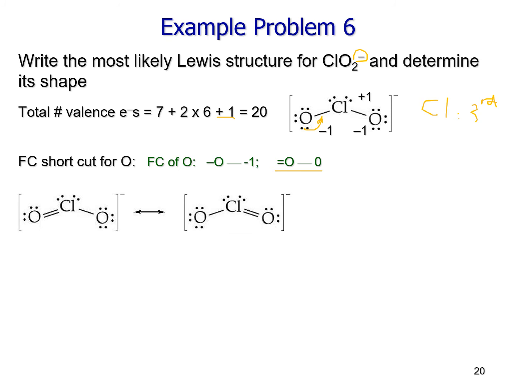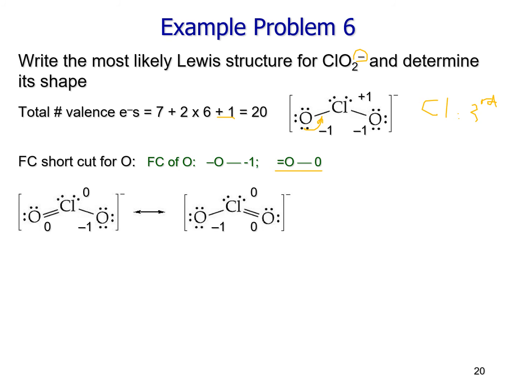All right, so now let's see. This oxygen must have a formal charge of 0. This oxygen is -1. What's the formal charge of chlorine here? 0. And the resonance of the other one will be as such as well.